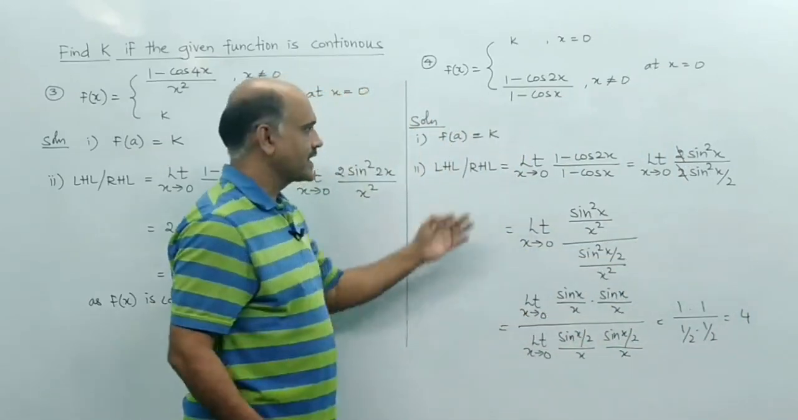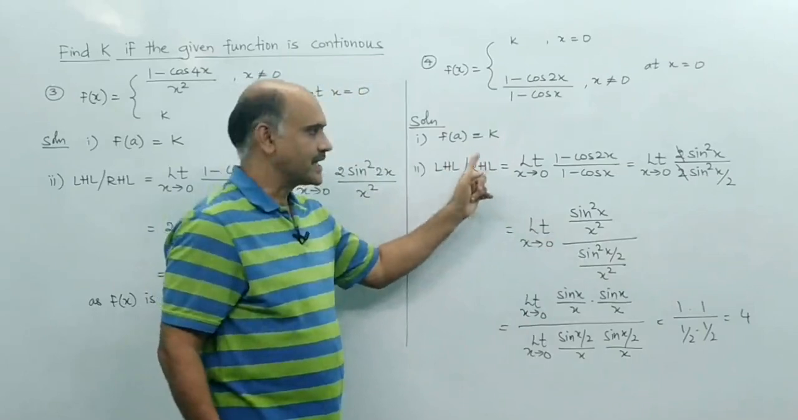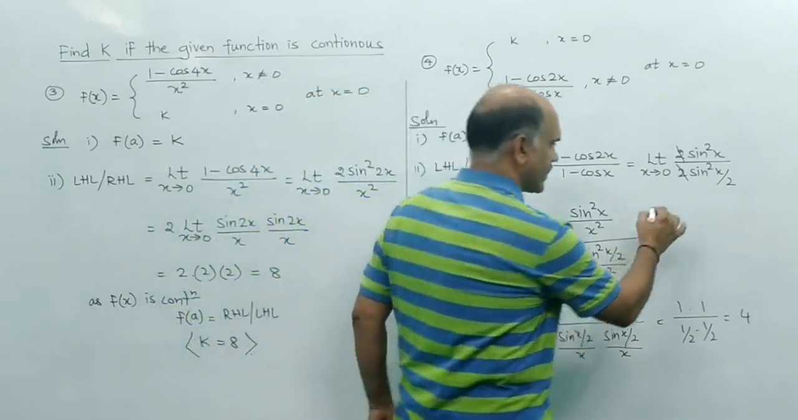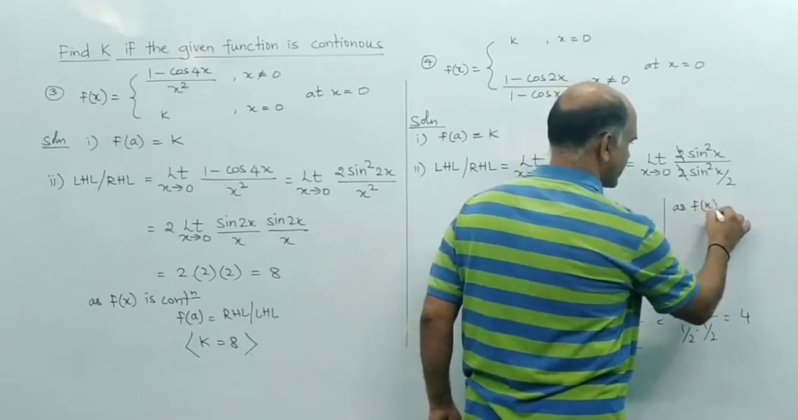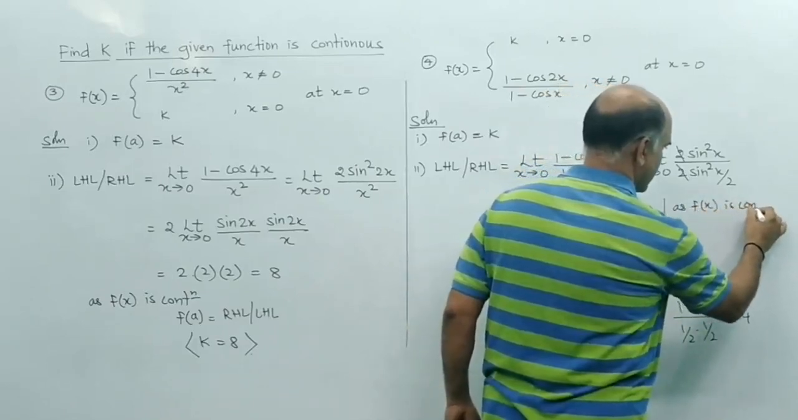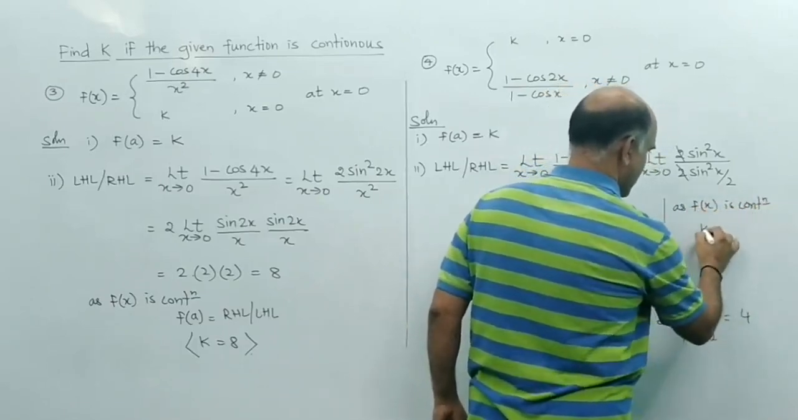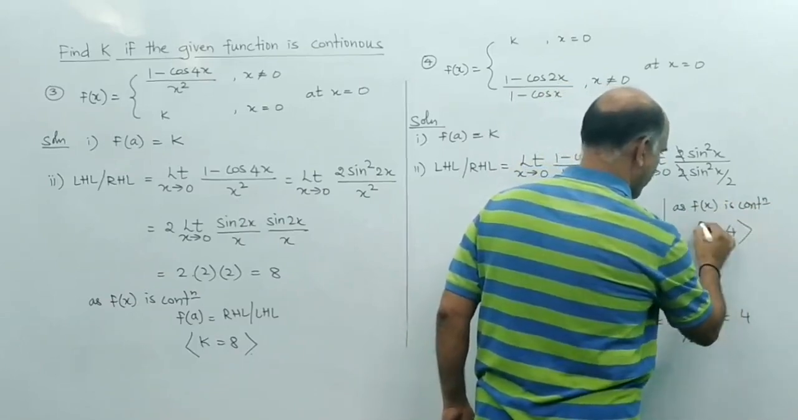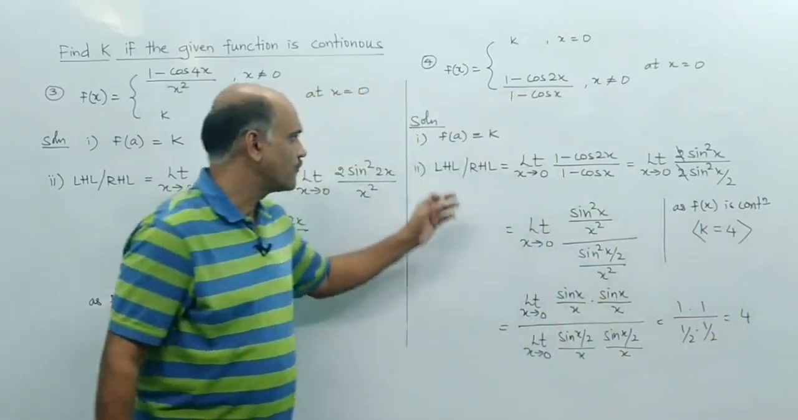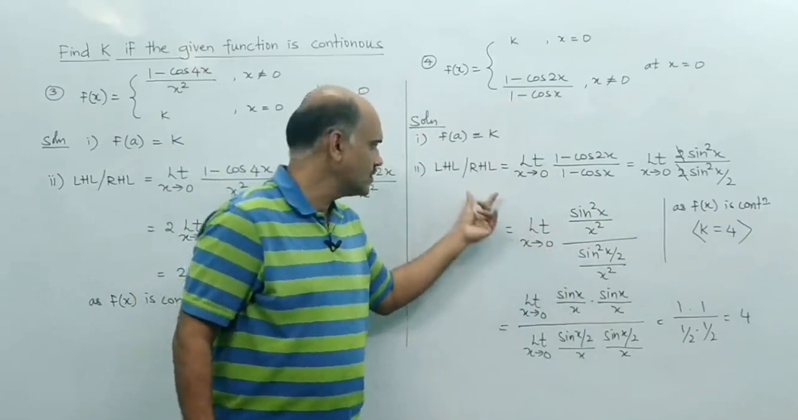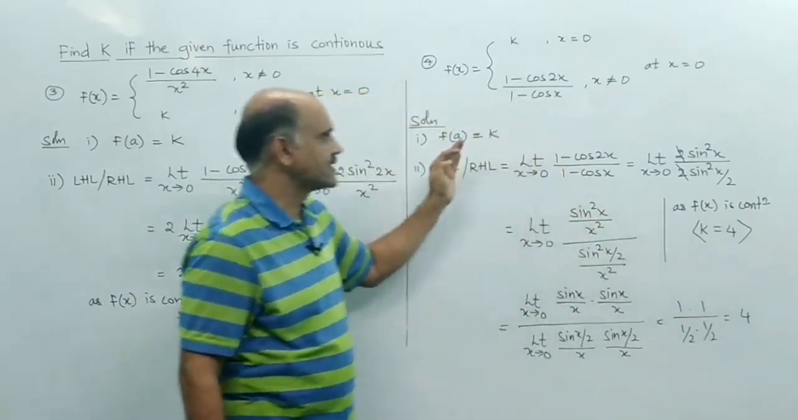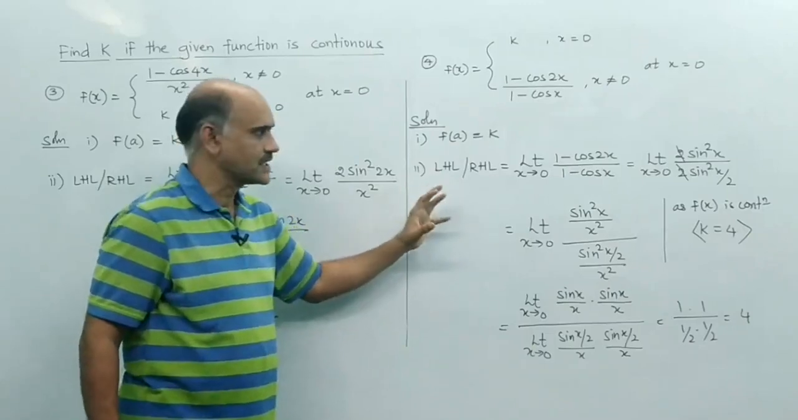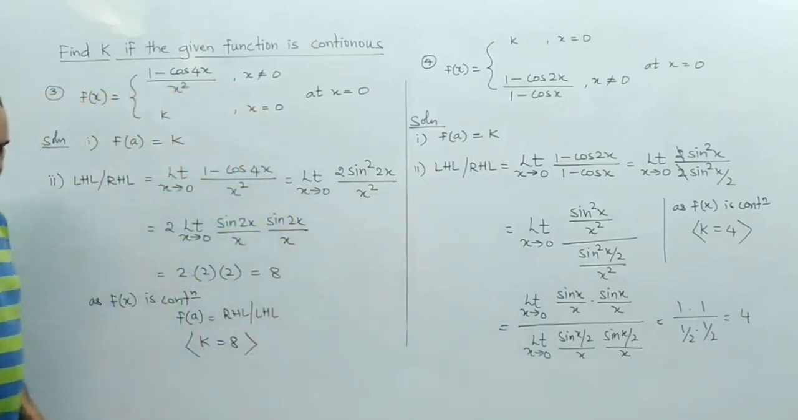So again you write, as the function is continuous, equate, and you will get the value of k. I will write here, students, as f of x is continuous, k is equal to 4, that is f of a is equal to LHL equal to RHL. So if you equate both you will have the answer as 4. Clear? We will go for the next.